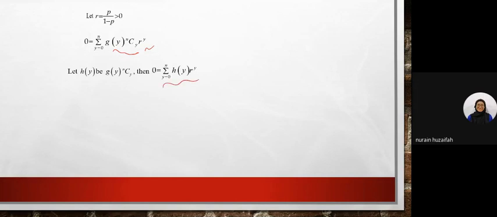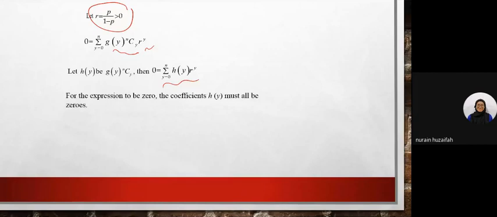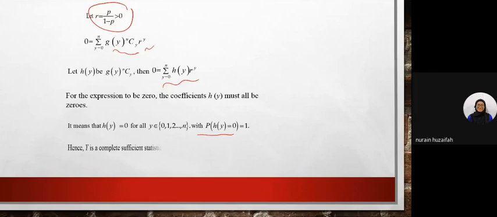Since r must be greater than 0, r cannot be 0. So the only way to make sure your expected value is 0 is by setting the coefficient h(y) equal to 0, for all y values. That means for each y, h(y) equals 0, so all coefficients are 0. So by this definition, y is a complete sufficient statistic.